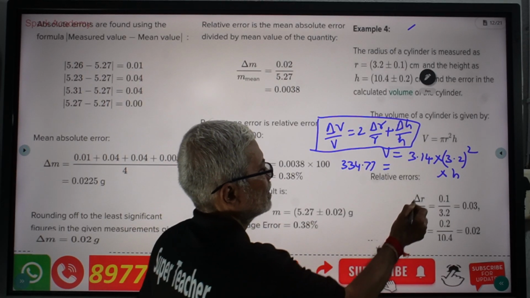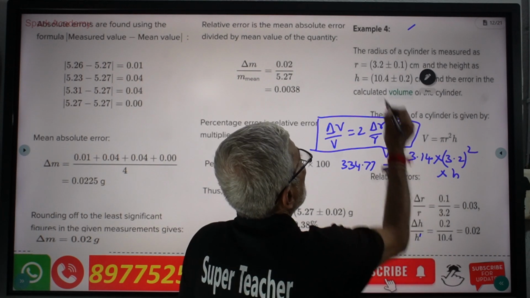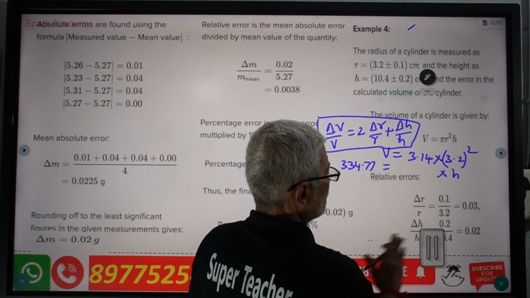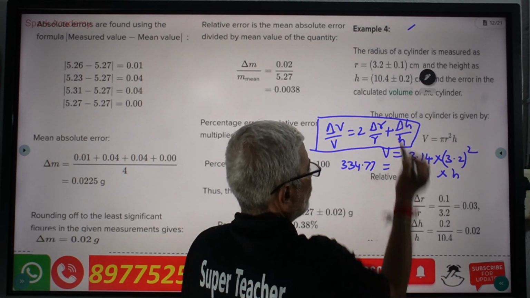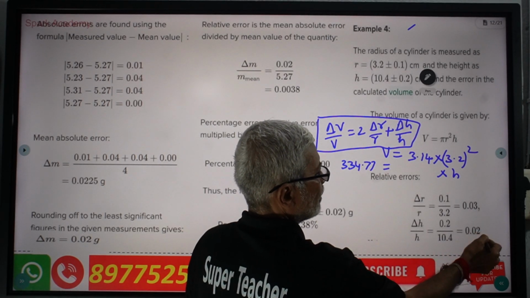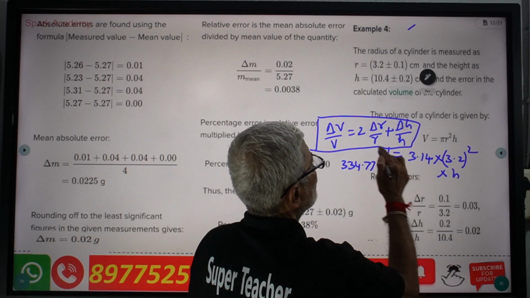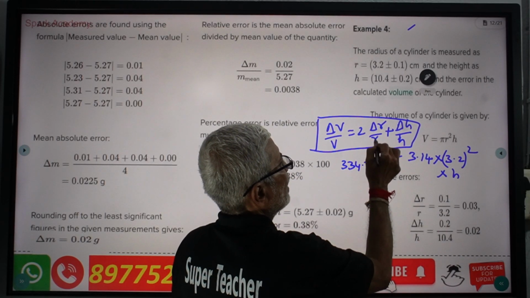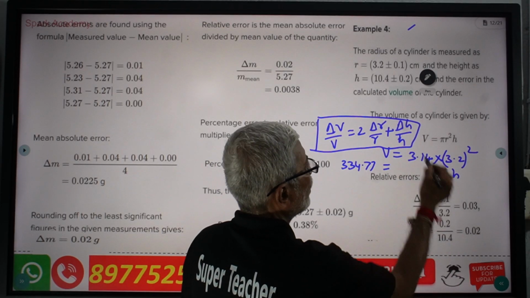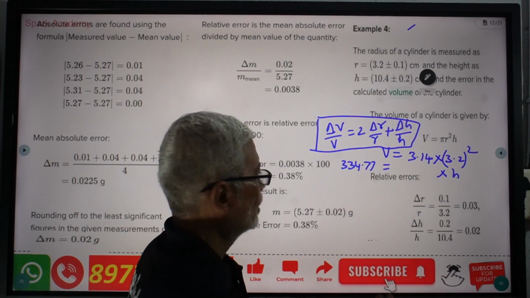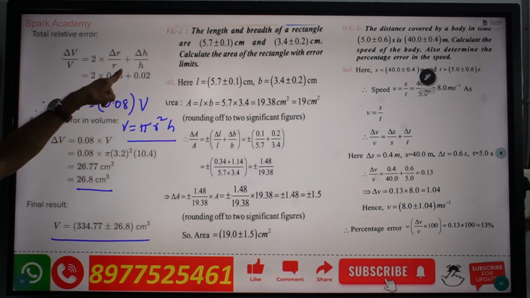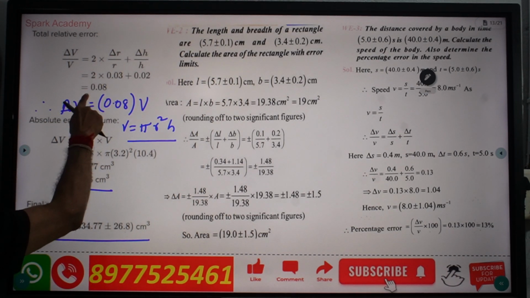So what is del R by R? Del R is 0.1 and R is 3.2, so you get 0.03. Then what is del H? Del H is 0.2 and H is 10.4. If you divide that, you will get this value. Now you substitute these two values here: del R by R, that is 2 into 0.03, plus del H by H, which is nothing but 0.02. That will give you del V by V. Del V by V is 2 into del R by R plus del H by H. You substitute the values, you will get this.